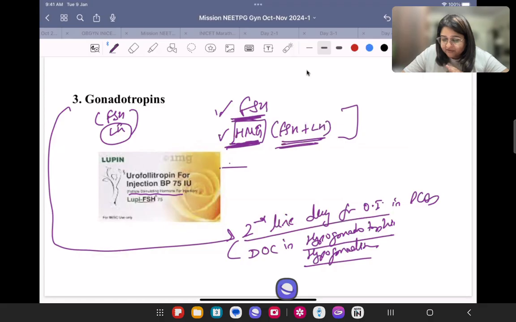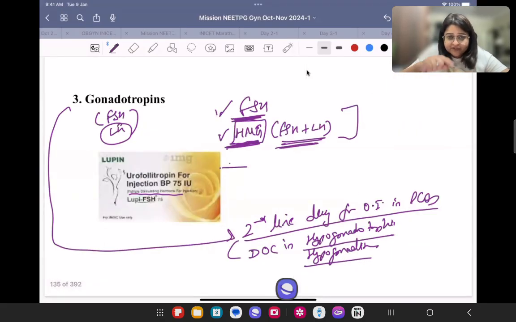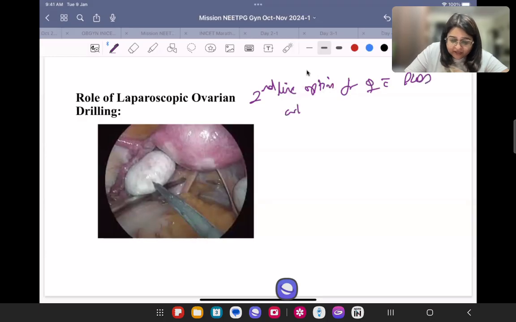Or it is the second line drug in women who have PCOS. Again, it's going to cause multifollicular development. Depending on the dose you give, it usually causes multifollicular development. Another second line option. So second line, suppose the patient hasn't responded to letrozole, hasn't responded to clomiphene. You have a choice of either giving gonadotropins or doing this procedure. This is also a second line option for women with PCOS who have not responded to first line drugs, that is letrozole or clomiphene citrate.